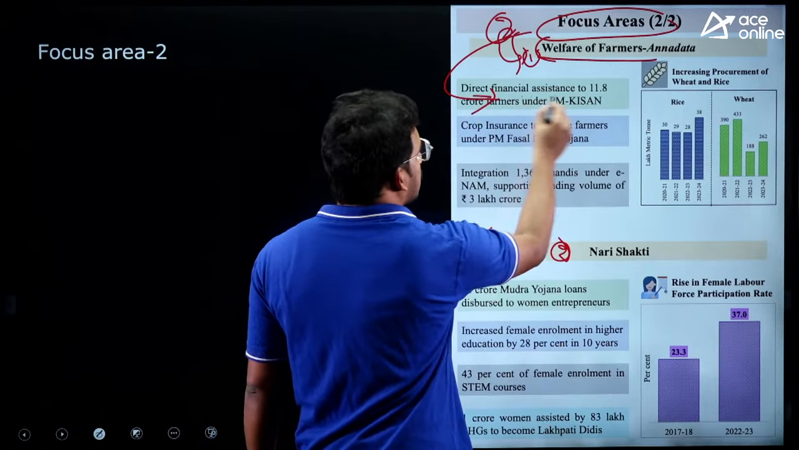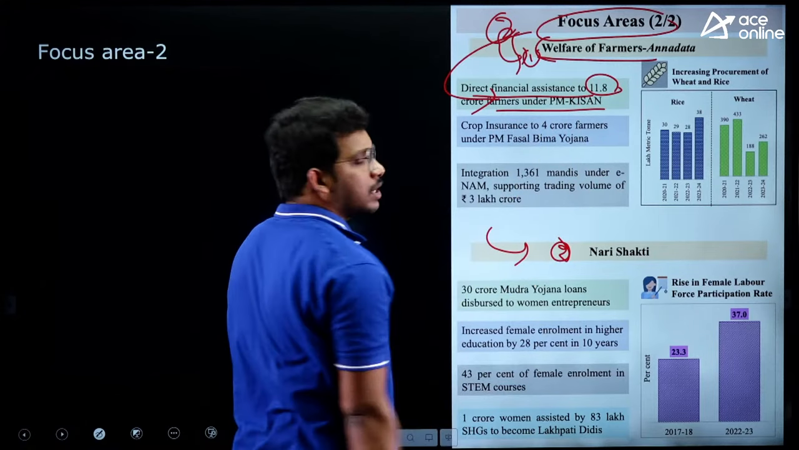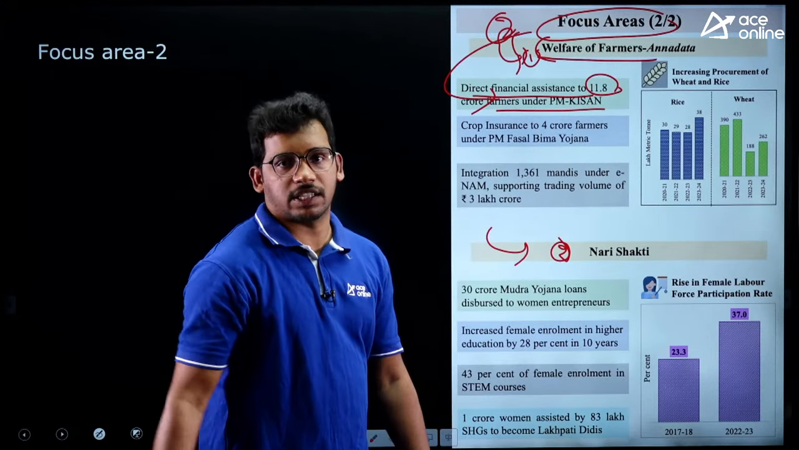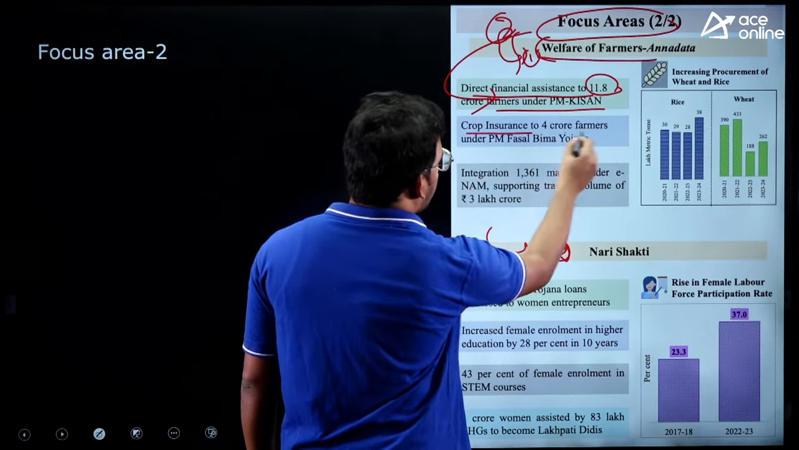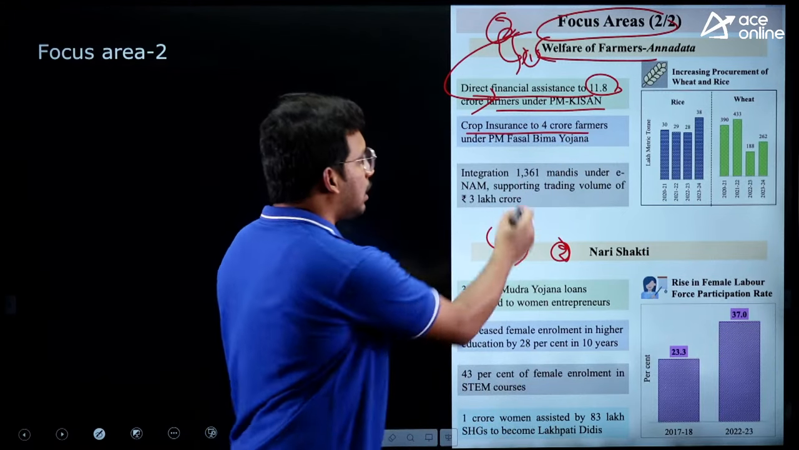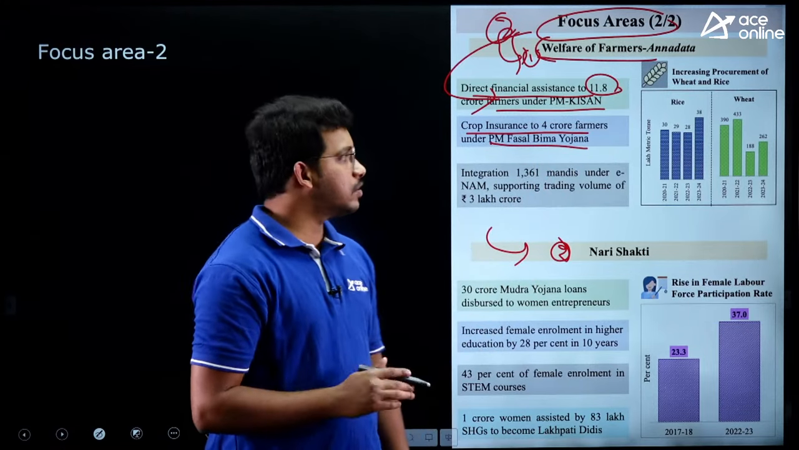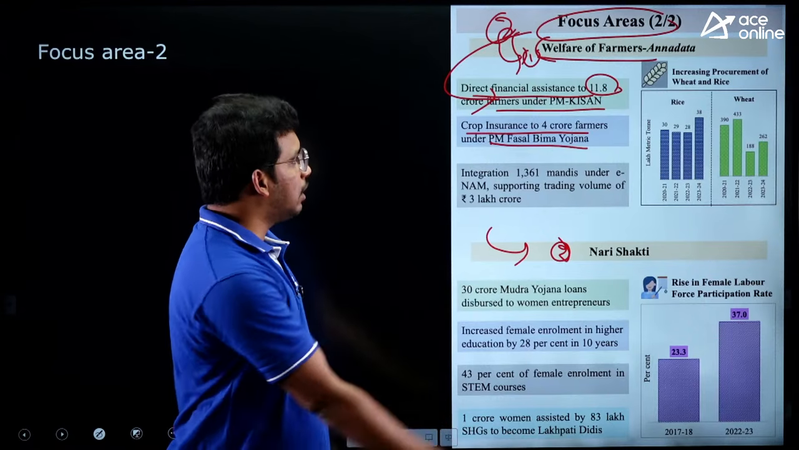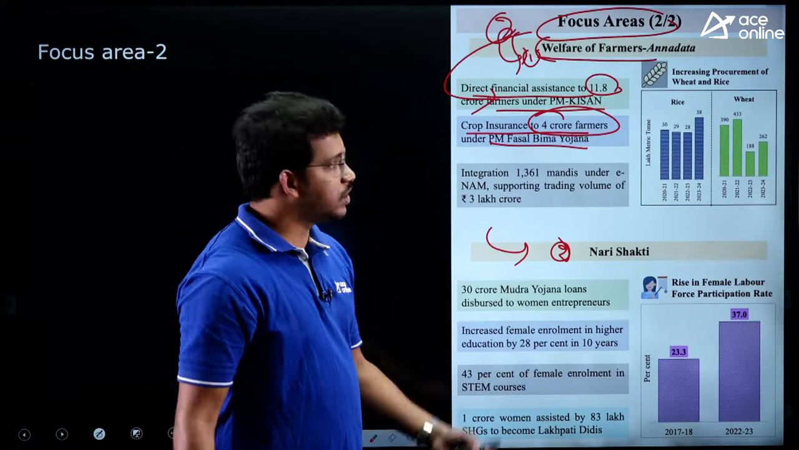So for farmers, direct financial assistance to 11.8 crore farmers under the PM Kisan scheme. So government has given funds to the farmers and then crop insurance to 4 crore farmers under PM Fasal Bima Yojana. PM Fasal Bima Yojana is a crop insurance scheme. So government has given crop insurance to the 4 crore farmers, which is a very good thing.